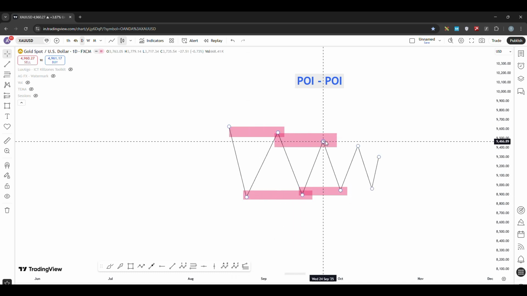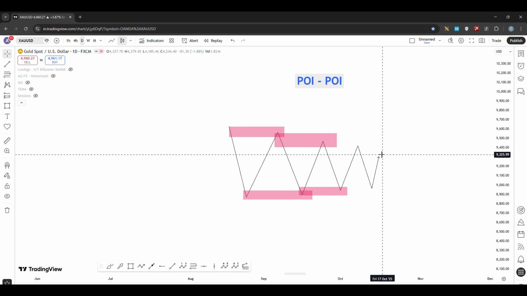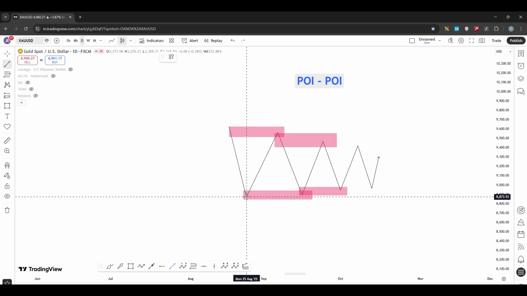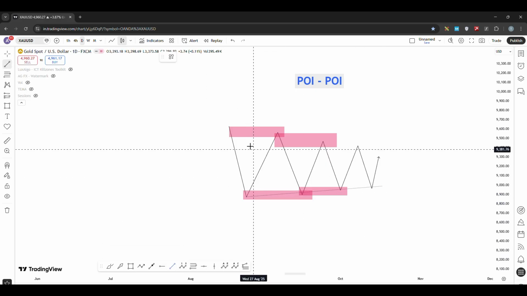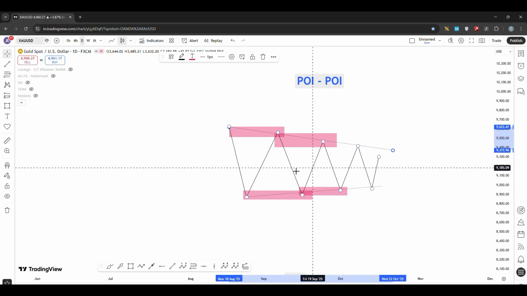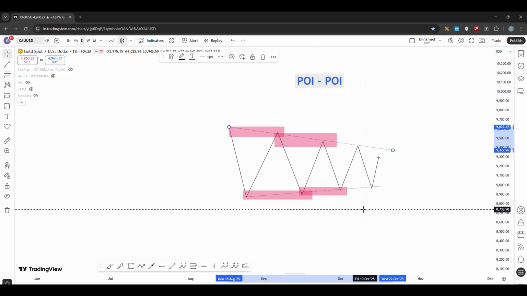When market starts to consolidate, it starts to range, the price action starts to become narrower. You see trend lines being formed on both directions. This is a movement between a POI and a POI.